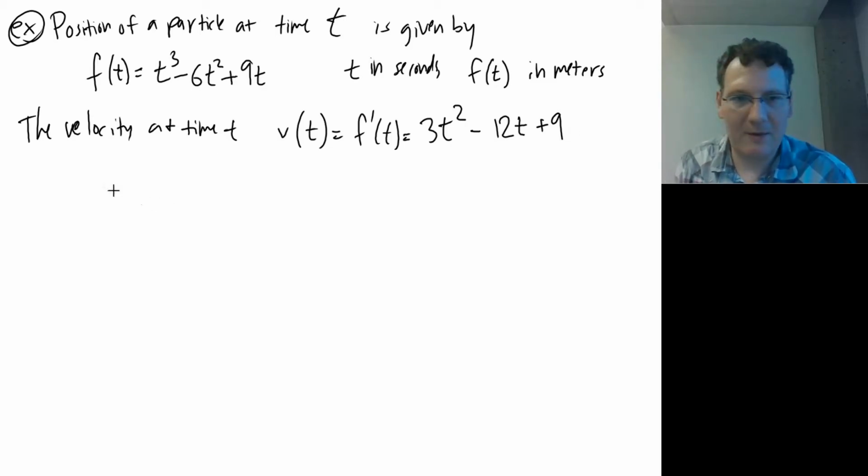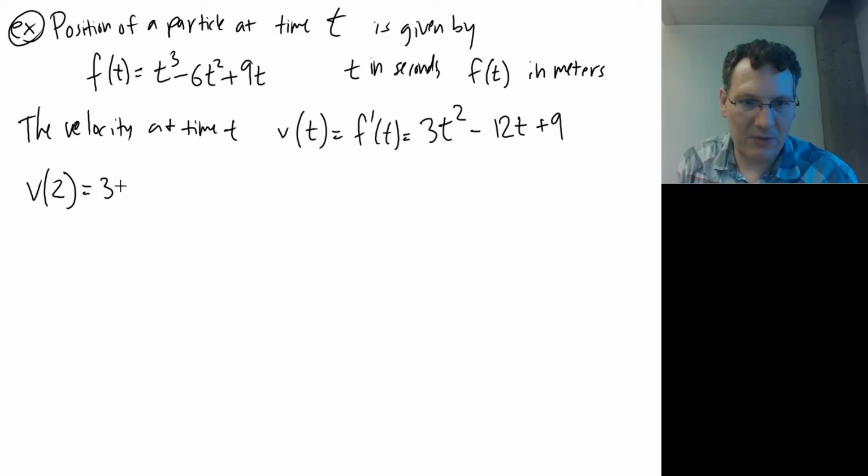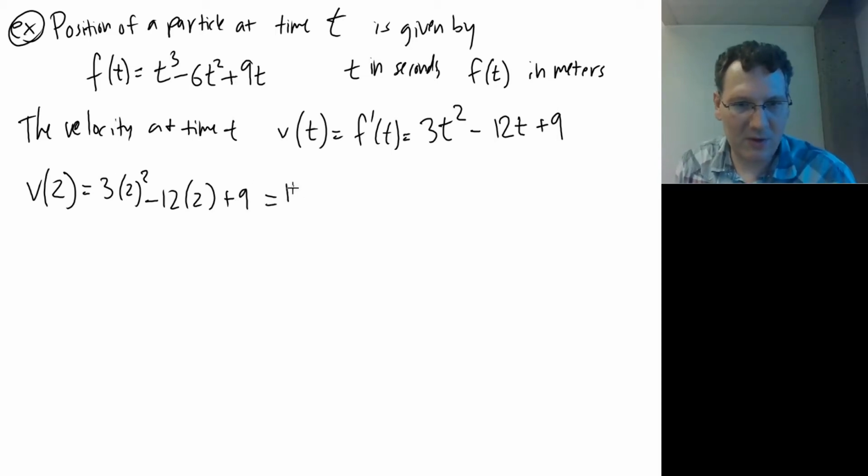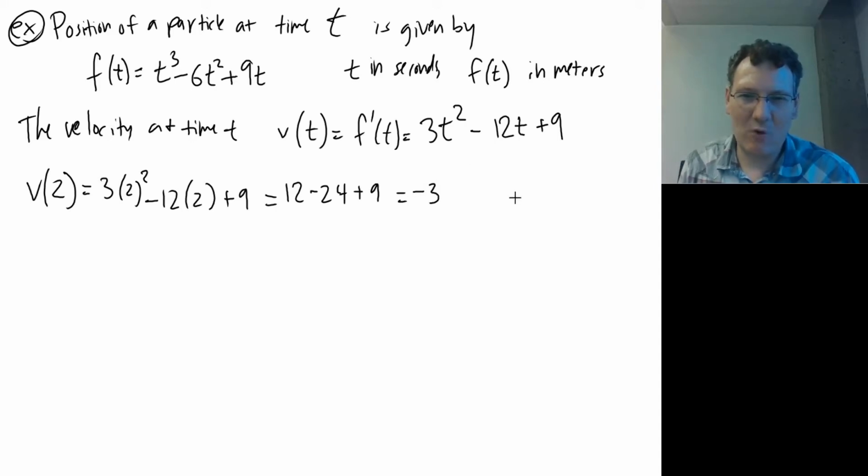So the velocity at 2 seconds is going to be 3 times 2 squared minus 12 times 2 plus 9, which comes out to be what? 3 times 4 is 12 minus 24 plus 9. This comes out to be negative 3. So at that moment, it's going to be negative 3 meters per second. It's going backwards at 3 meters per second.